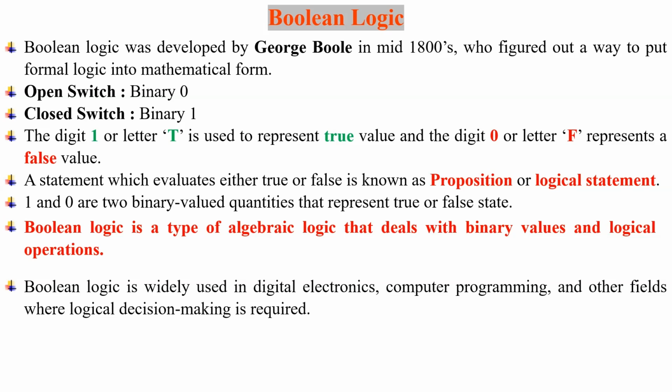The digit 1 or letter T is used to represent a true value and the digit 0 or letter F represents a false value. A statement which evaluates either true or false is known as a proposition or logical statement. 1 and 0 are two binary valued quantities that represent true or false state. Boolean logic is a type of algebraic logic that deals with binary values and logical operations. Boolean logic is widely used in digital electronics, computer programming, and other fields where logical decision-making is required.